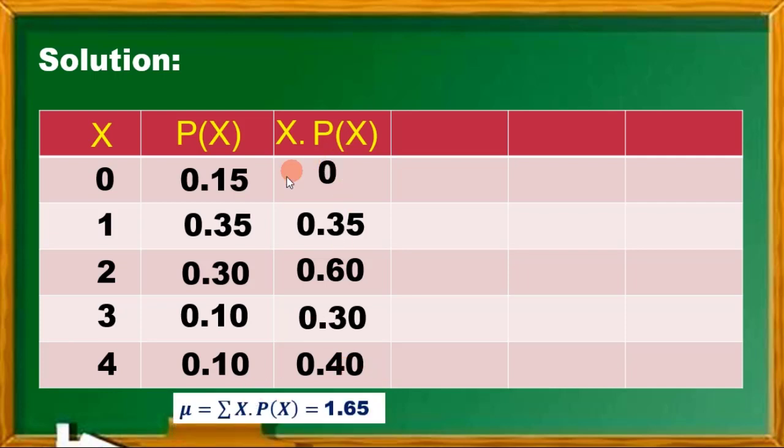Now, we have to calculate the sum of these. So we add all, and adding these will give us 1.65. We can have a shortcut for this: 0.6 plus 0.4 is 1. Then 0.35 plus 0.3 is 0.65, plus 1. So the mean mu is equal to 1.65 typhoons in a month.